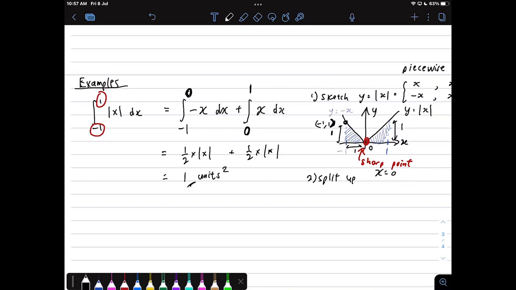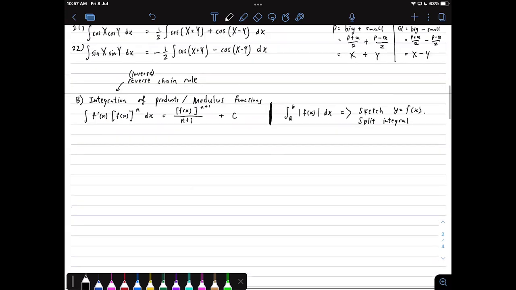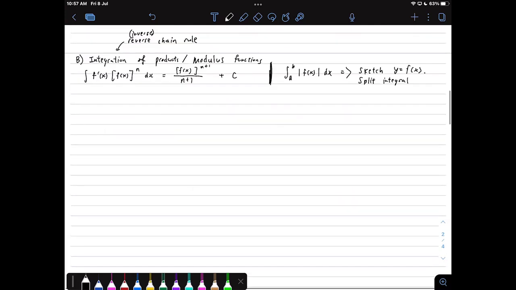Okay, that was an example. Moving on, that was how to deal with modulus, the simple example. Part C now, we want to deal with integration of fractions. This is the question you were asking me. How do you know you have to do partial fractions? Now I'm finally answering your question.